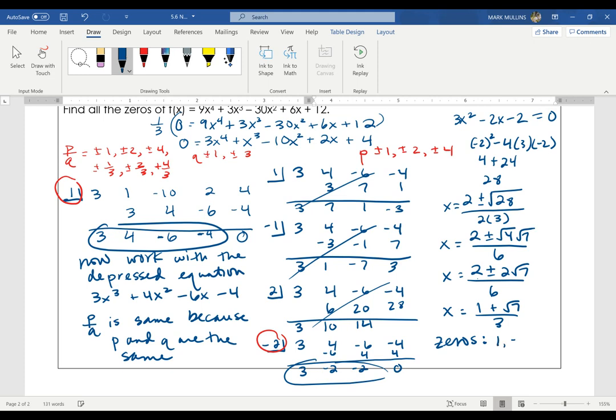So zeros were 1, negative 2, and then 1 plus the square root of 7 over 3, and 1 minus the square root of 7 over 3. So we had 4 answers on that one.